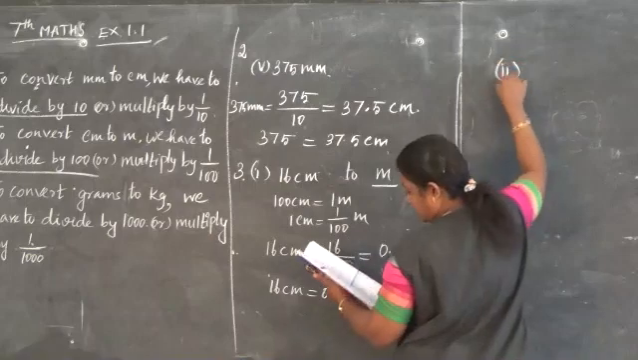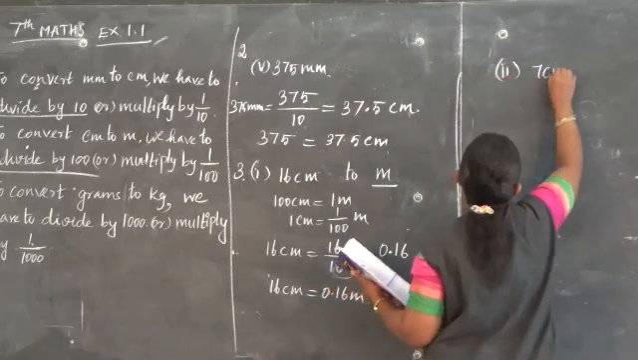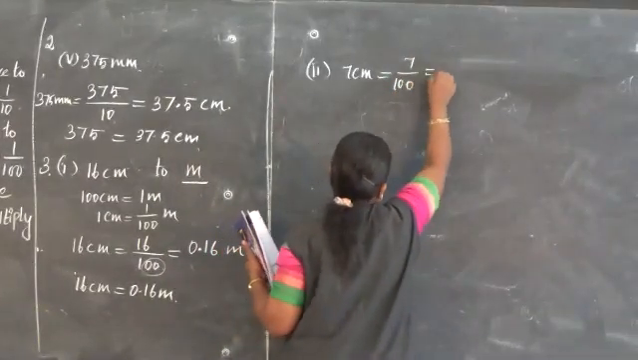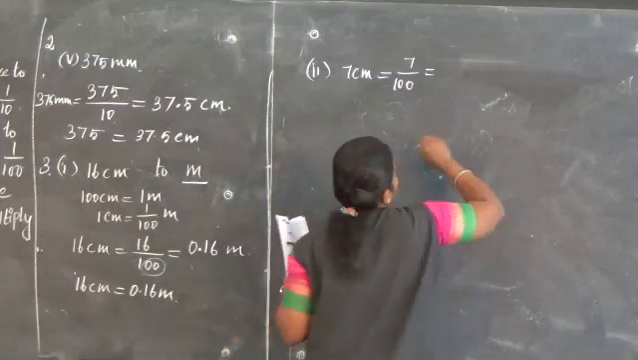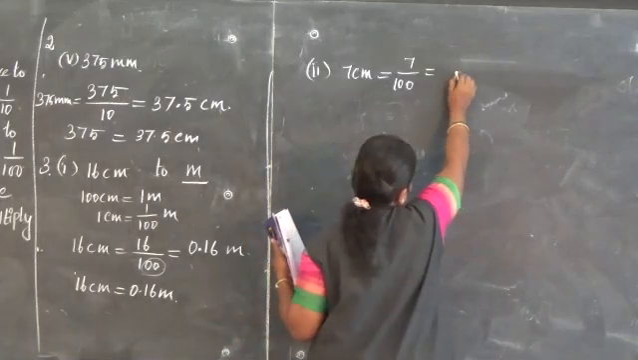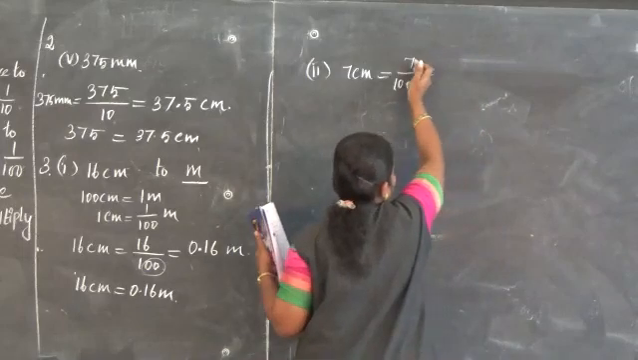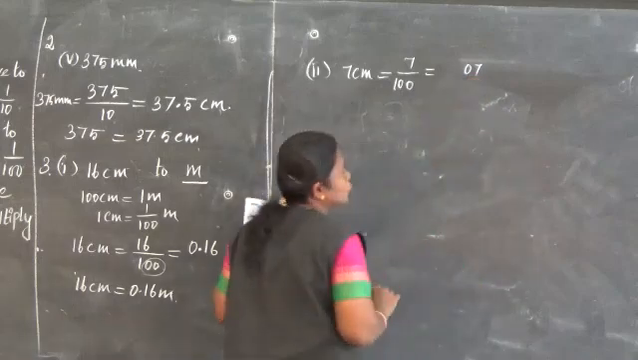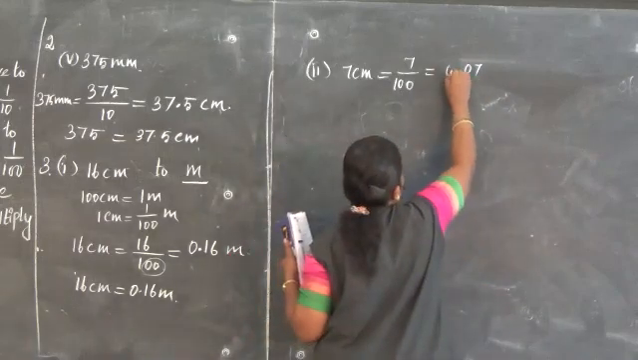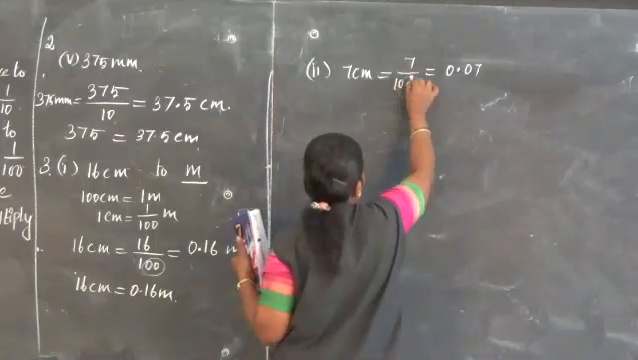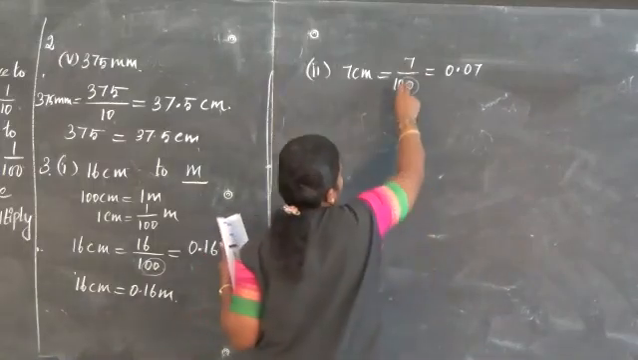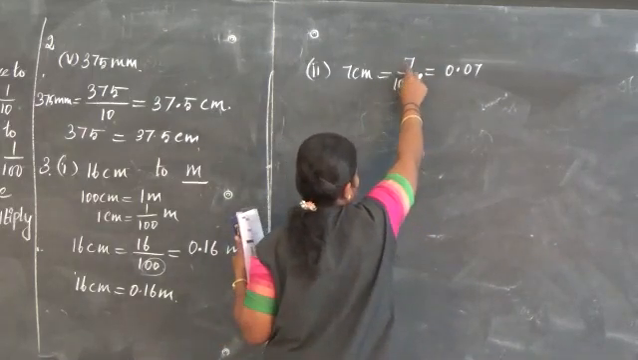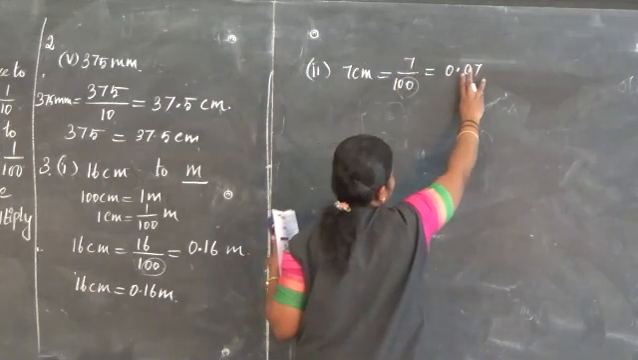Come to the second subdivision. Second subdivision is given to us, 7 centimeter. So you should divide by 100. So 7 by 100. Only 1 digit is there. If 1 digit is there, you have to keep 2 decimal places. Before 7 you should add 0, then only you will get 2 decimal places. So 0.07. Here 2 zeros are there in the denominator, so we have to keep 2 decimal places. For that, before 7 you should add 0.